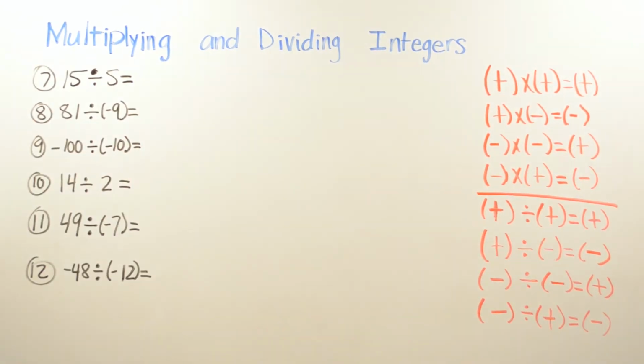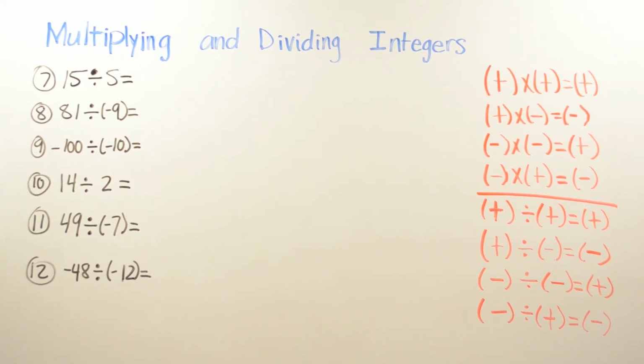On these examples, we're doing dividing integers. On the right hand side, you see that if you're dividing 2 positives, your answer should be a positive. If you're dividing a positive and a negative, your answer should be a negative. If you're doing a negative divided by a negative, it should be a positive. And a negative divided by a positive equals a negative.